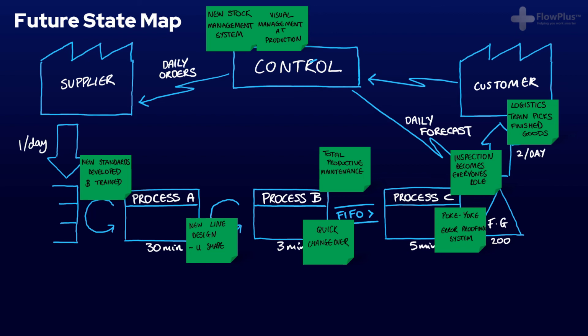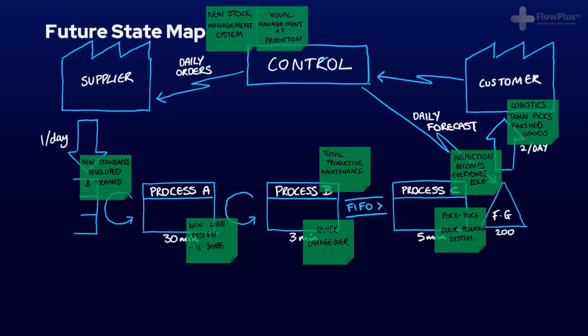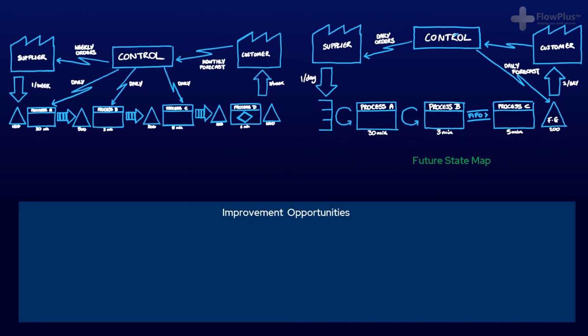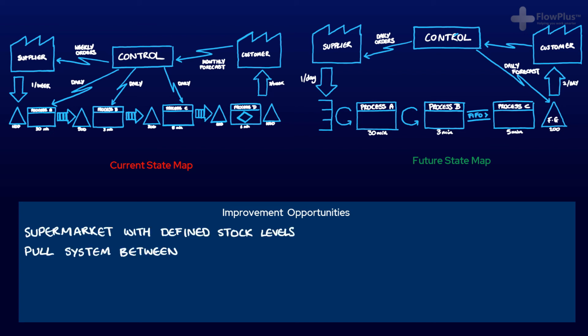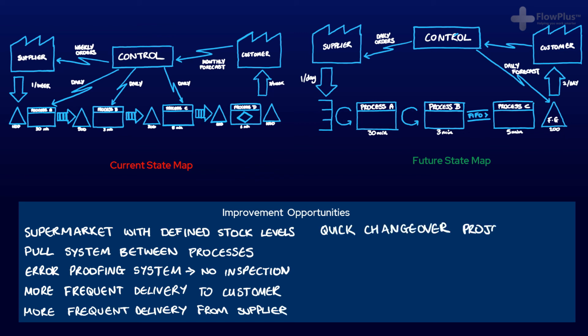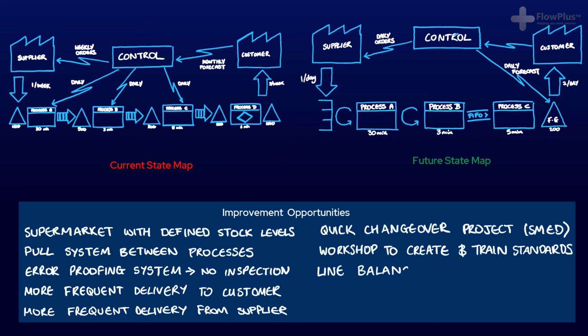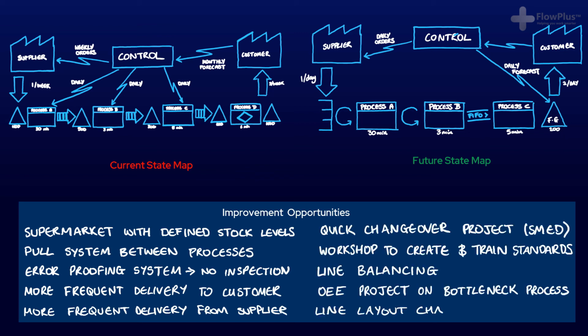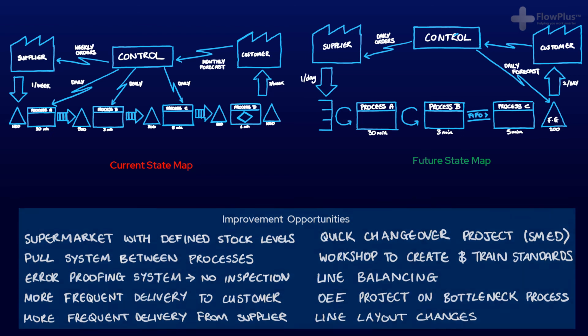onto the future state map. This makes sure when you start consolidating all improvements, none of them are forgotten. Now that we have 2 VSMs complete, the current state and the future state, this is where we compare the 2 maps side by side to ensure we have included everything we need to do to get the current state to the future state. This is like a game of spot the difference.